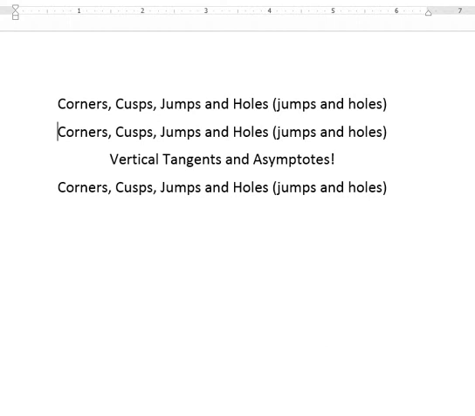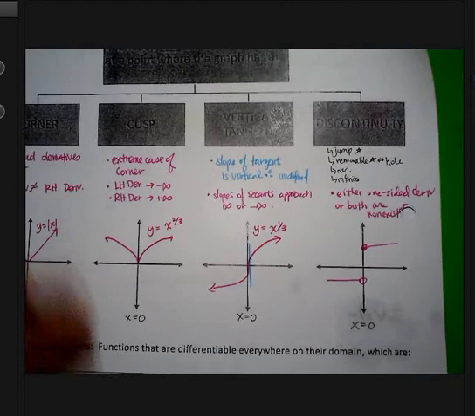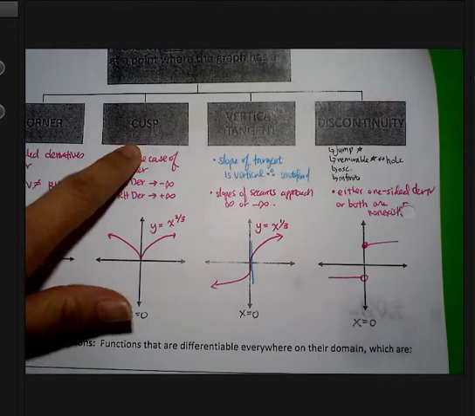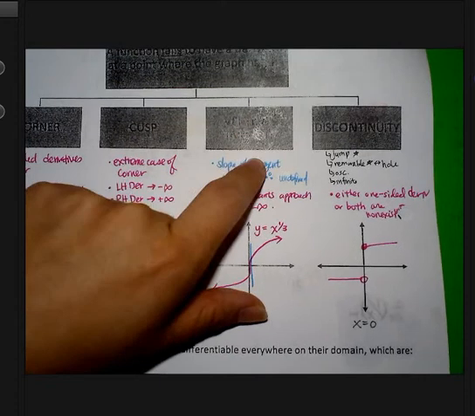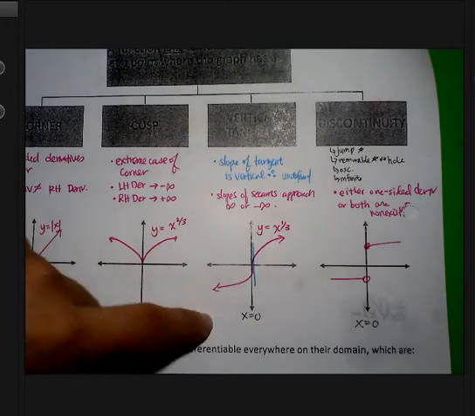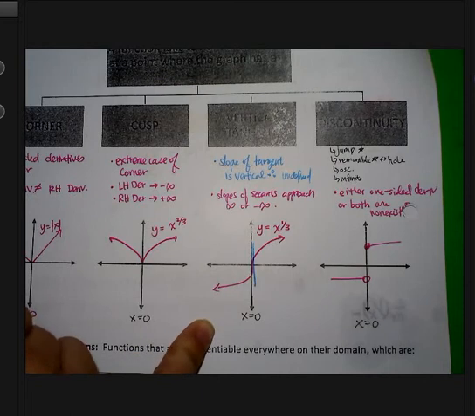Okay. All right, hold on. Let's just check. Corners, that's here. Cusps, jumps and holes are both discontinuities. And then vertical tangents are here, and I didn't mention it here, but vertical asymptotes as well are not continuous.